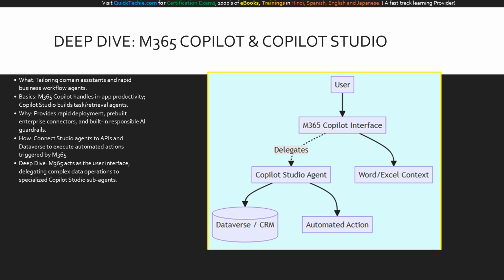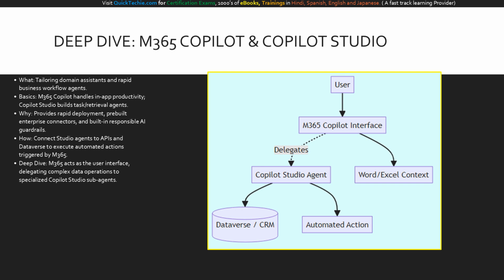Looking at this diagram, we see the practical interaction between the user and these platforms. At the top, the user interacts directly with the Microsoft 365 Copilot interface. This is their primary entry point. From there, M365 Copilot can immediately pull context from Word or Excel, as shown by the arrow pointing to the bottom right. But notice the dotted arrow pointing to the Copilot Studio agent.